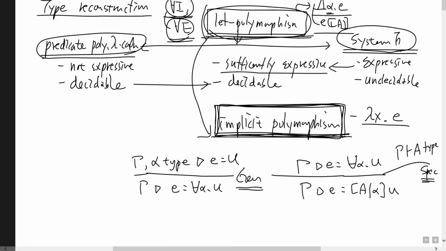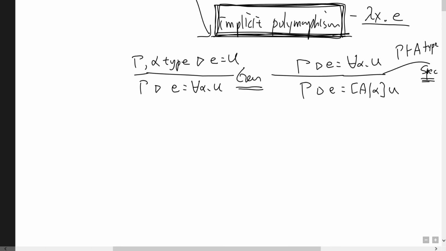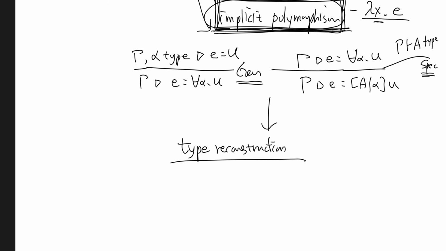Now, the problem that we'd like to address is type reconstruction in implicit polymorphism. Remember that in this language, there's no type annotation. It's your responsibility, or the responsibility of the compiler, to figure out the best type that can be assigned to this variable x.